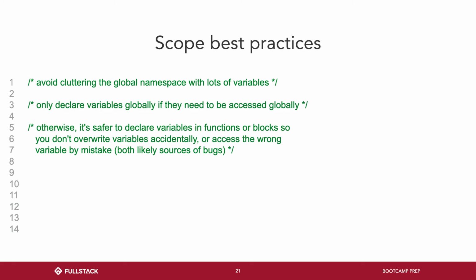And only declare variables globally if they need to be accessed globally. If you have one solid source of data and you need five different functions to access that, then yeah, sure. But if you have an i for a while loop five functions deep, don't put that in the global scope, right? Makes sense. Otherwise, it's safer to declare variables in functions or blocks so you don't overwrite variables accidentally or access the wrong variable by mistake. Both very likely sources of bugs, okay?